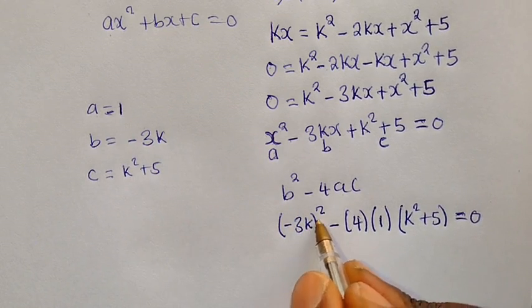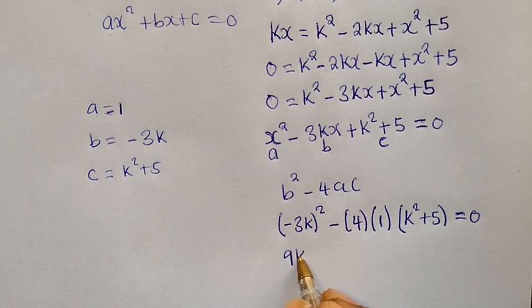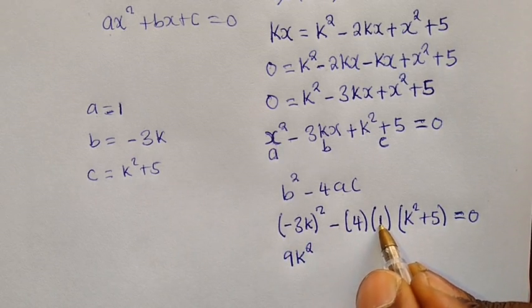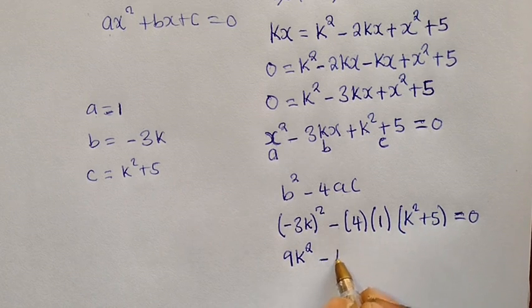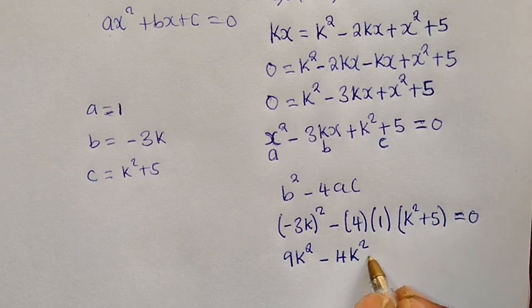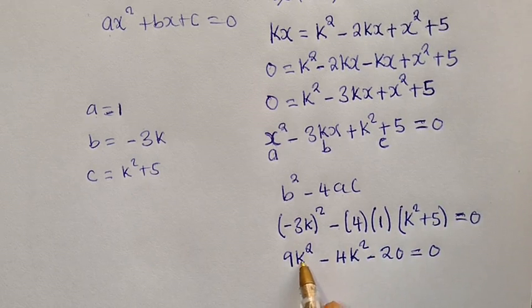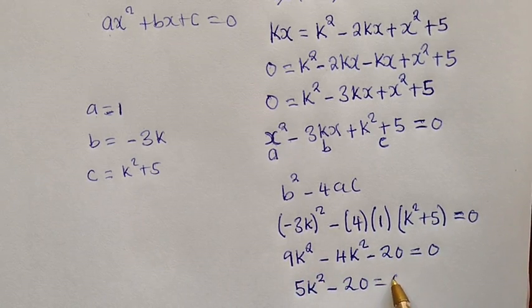So negative 3k squared means negative 3k times negative 3k, which will give us positive 9k squared. Negative 4 times 1 is negative 4, so negative 4 times k squared, we are going to have negative 4k squared. Then negative 4 times 5 will give us negative 20, which is equal to 0. From here, 9k squared minus 4k squared, these are like terms, so we get 5k squared minus 20 is equal to 0.